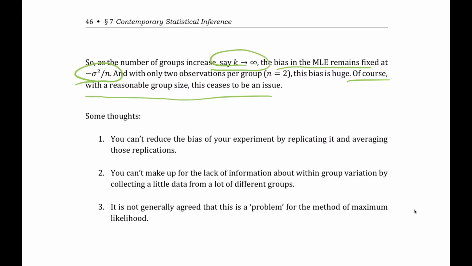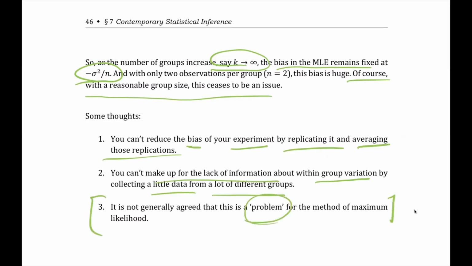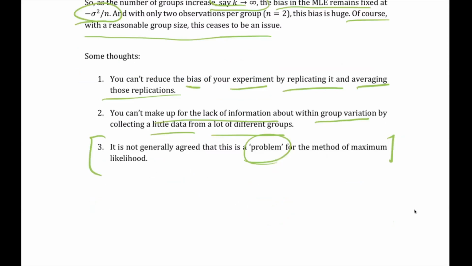Some thoughts: you can't reduce the bias of your experiment by replicating it and averaging those replications. You can't make up for a lack of information about within group variation by collecting a little data from a lot of different groups. And not everyone agrees that this is a so-called problem. It's called the Neyman-Scott problem. But it seems to me, and to a lot of people, that this isn't a particular problem. This is just a function of not having enough data yet. So this is good. I'd be happy to discuss this with you.